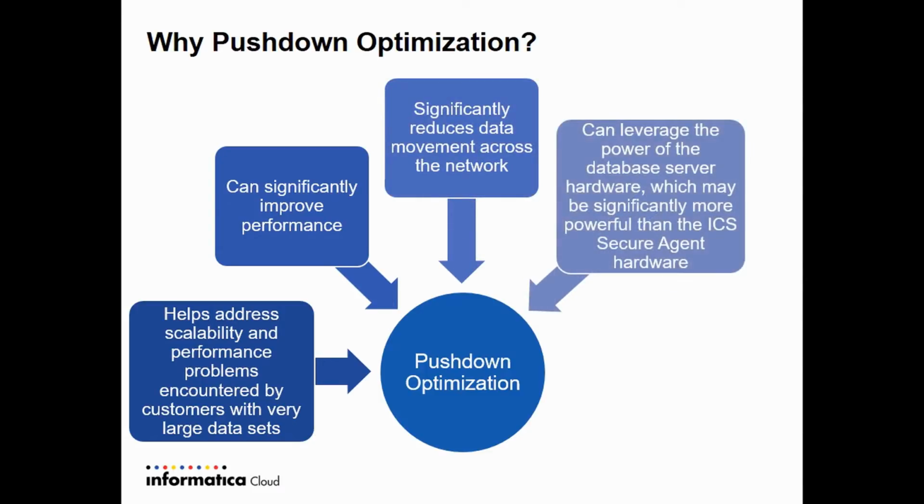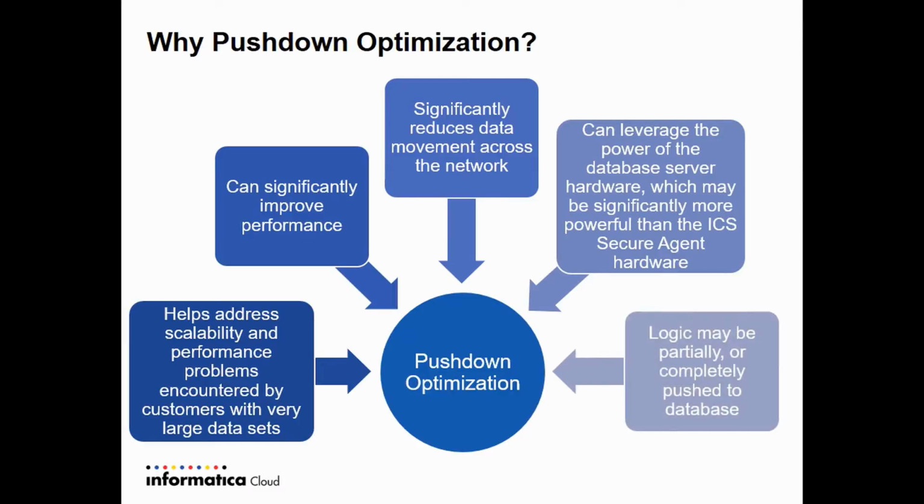It can also leverage the power of the database server hardware, which may be significantly more powerful than the ICS Secure Agent hardware. With this option, the ICS solution architects can select the database and push the transformation logic partially or completely to the database in any one of the three ways: full pushdown optimization, partial pushdown optimization to the source, or partial pushdown optimization to the target.